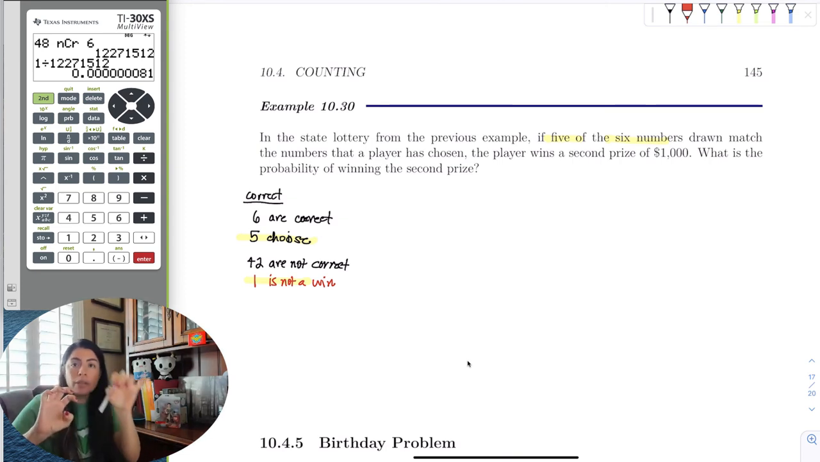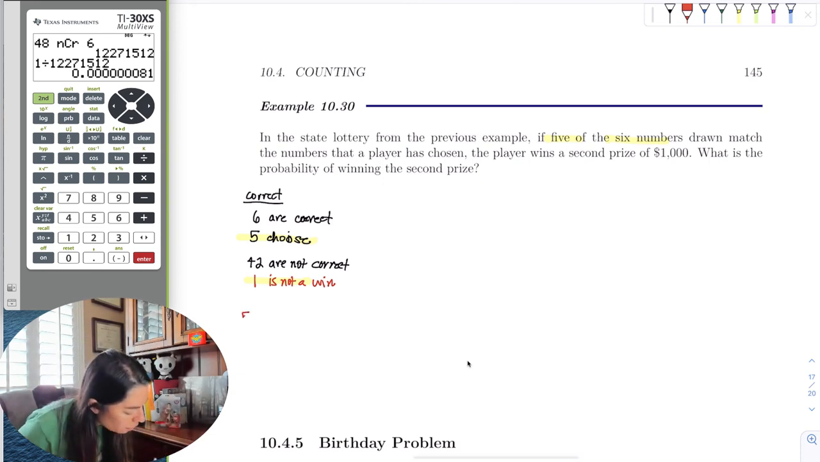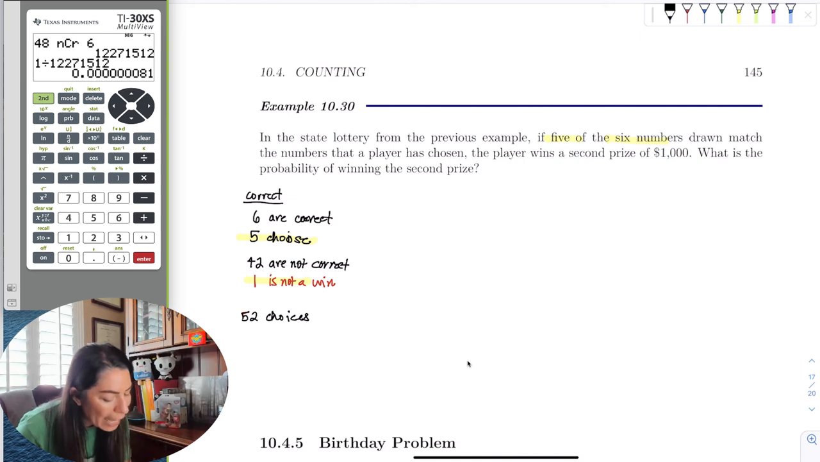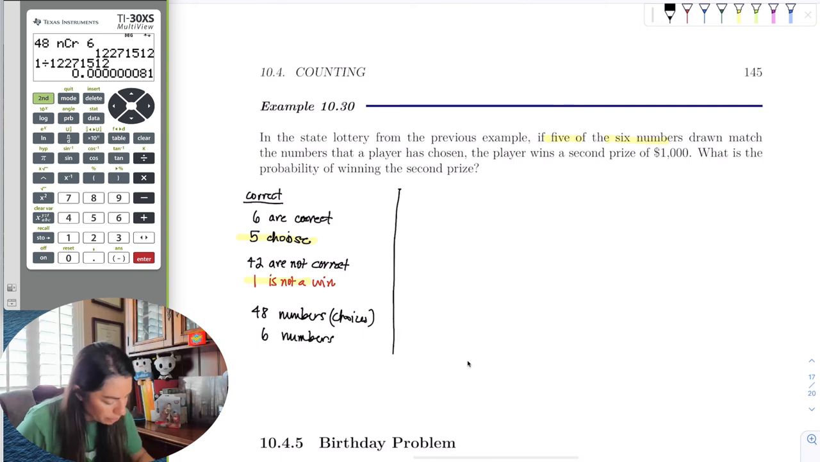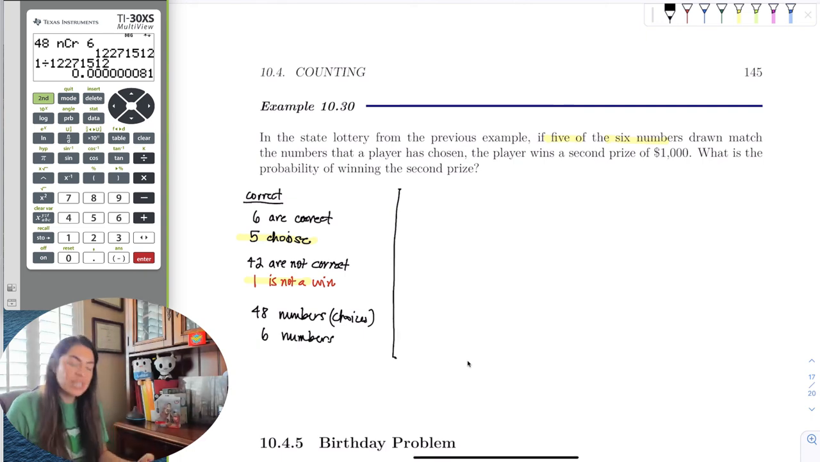You're going to have the probability of getting five correct and one of them not correct out of, well, you have 52 cards in the deck, right? You have 52 choices in general to pick, 48 numbers choices, and you're going to just pick six numbers anyways, whether they're winning or not. Most likely they're not going to be winning, right? Okay, so what does that look like?